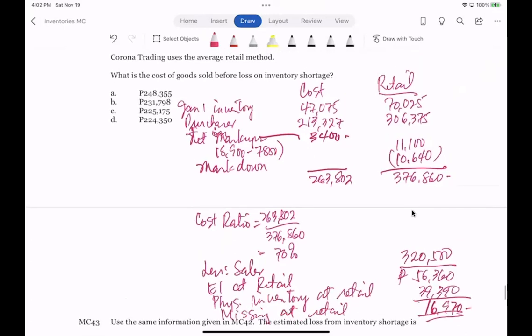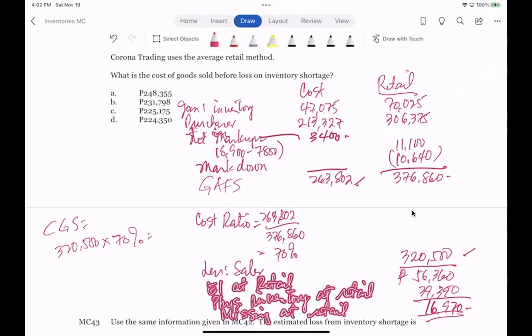Question, what is the cost of goods sold before loss on inventory shortage? So that is goods available for sale, 263,802 minus the ending inventory. This can also work. So your cost of goods sold is actually 320,500 times the ratio of 70%. So that is 224,350.